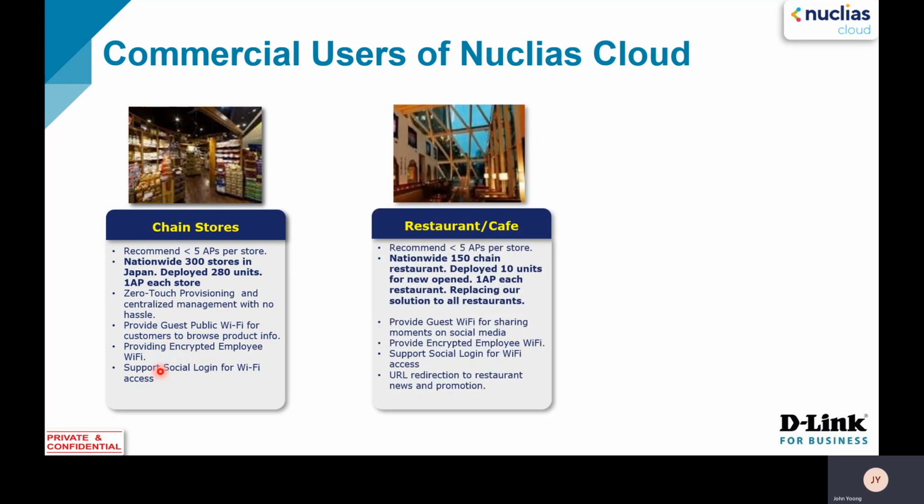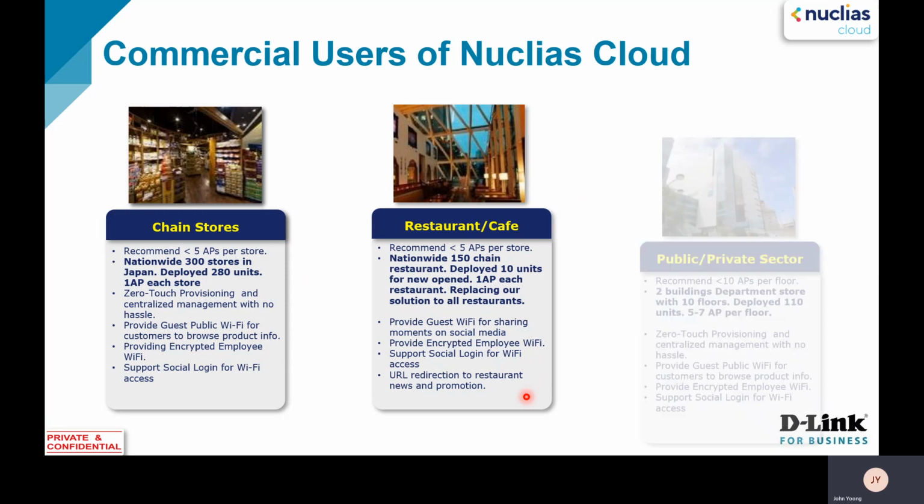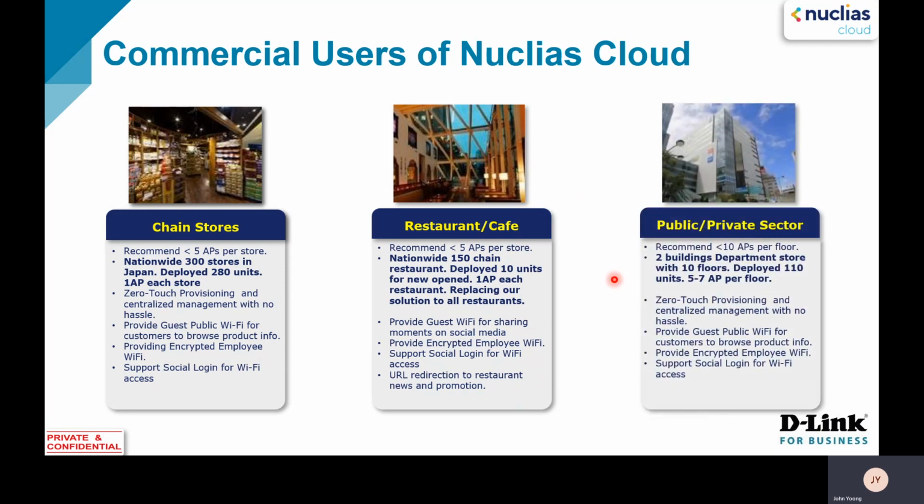Then the restaurant, same thing, we have a nationwide 150 chain store, deploying 10 units on each new opening. As you can see, it's all the same. Guests also use social login, and the employees use encryption WPA, WPA2, or even WPA3. Then we have the private sector, 2 buildings with 10 floors, deploying 110 units.